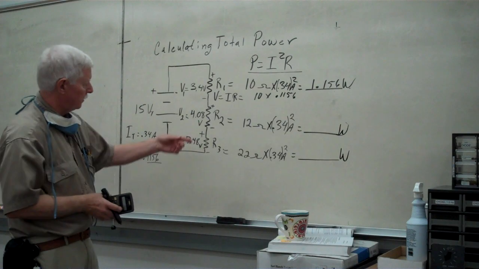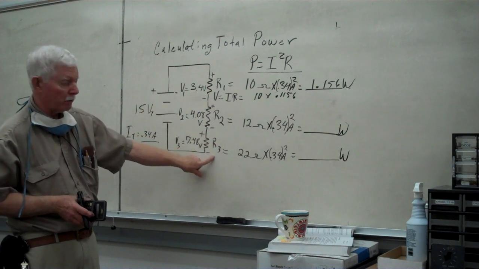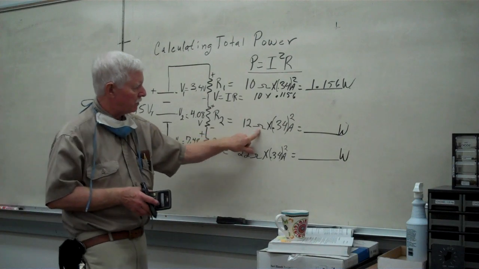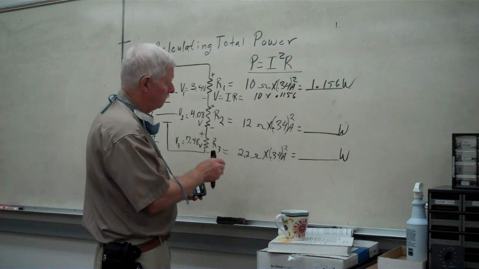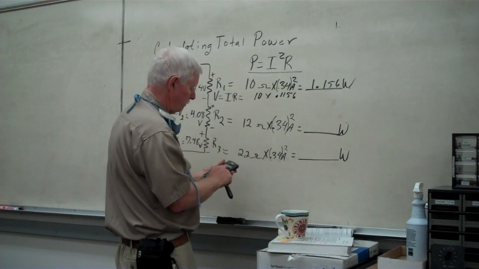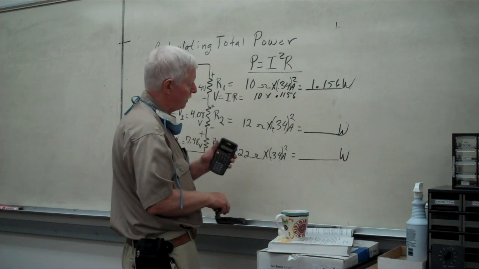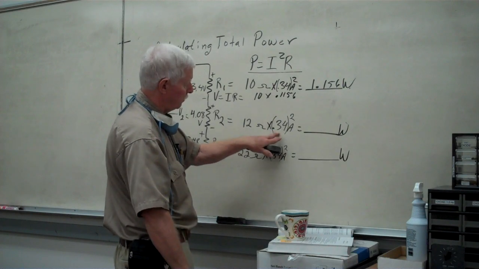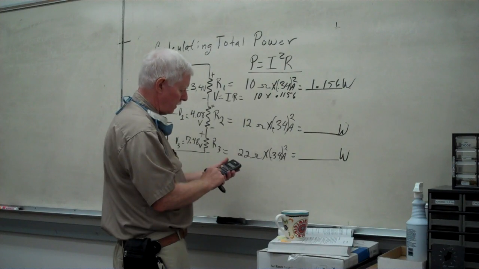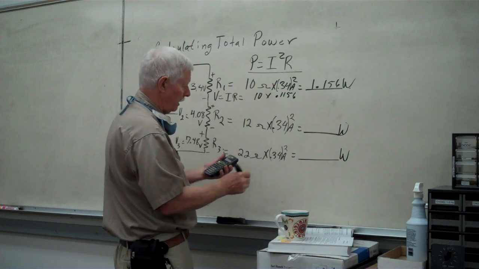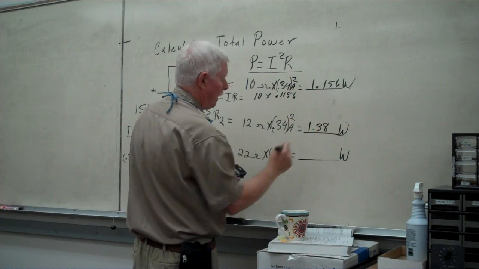Let's take a look at another resistor. This next one is a 12 ohm resistor. It's in series with R1 and R3, and it has a 12 ohm resistance. Let's take our current and square it, recalling that it's 0.1156, the squared value of 0.34, and we're going to multiply that times 12 ohms. This one we're going to get 1.38 watts.